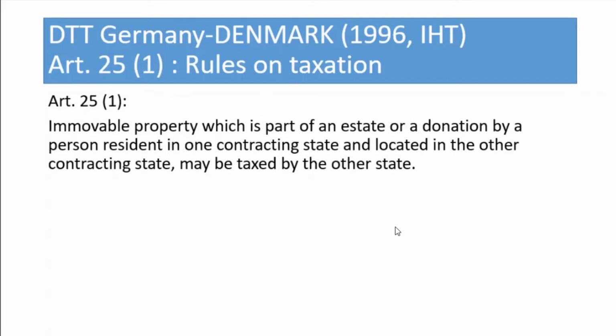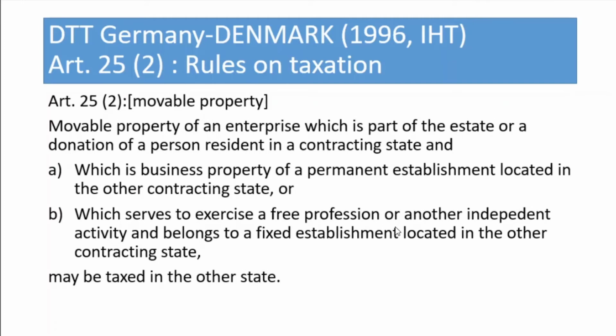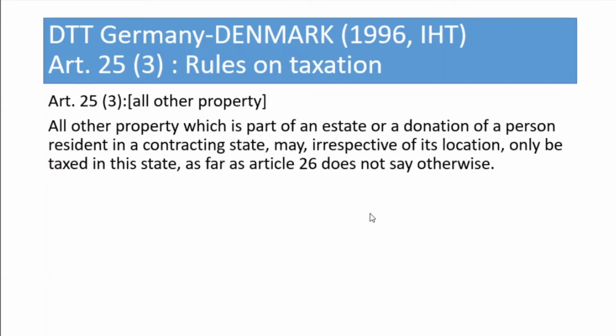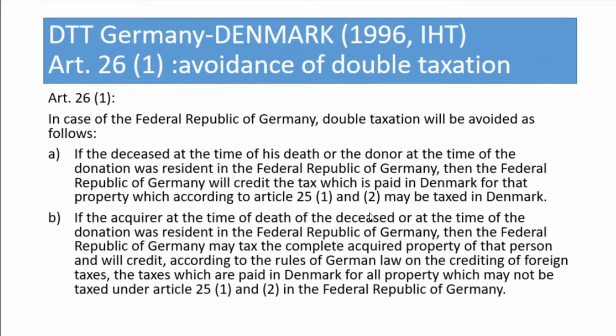So that was the permanent establishment, which is movable property, which is part of business property, can be taxed in that other state. So Denmark can tax. And now let's look at the avoidance of double taxation. If the deceased at the time of his death was in Germany, then Germany will credit the tax which is paid in Denmark as source state, 25.1 and 2. So that seems to be our constellation here.